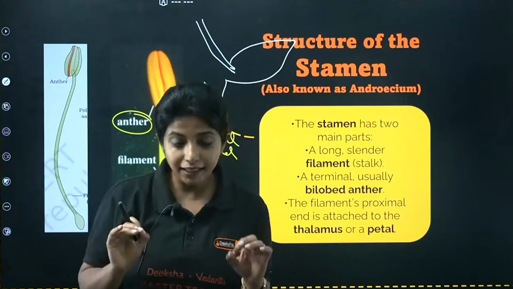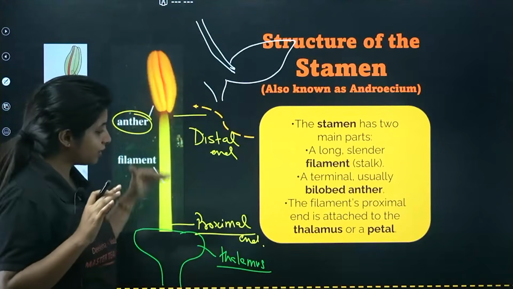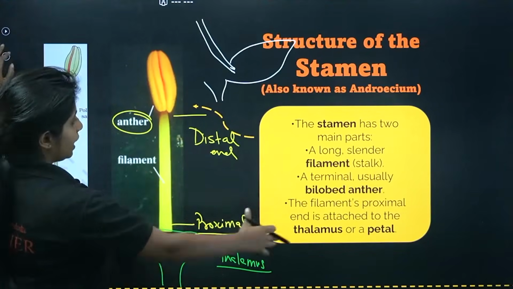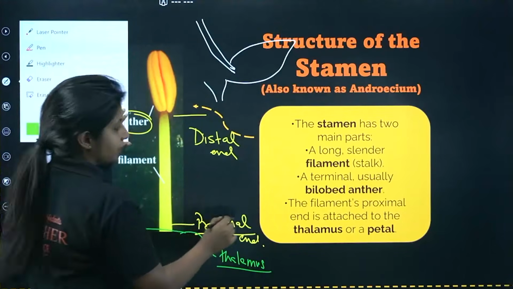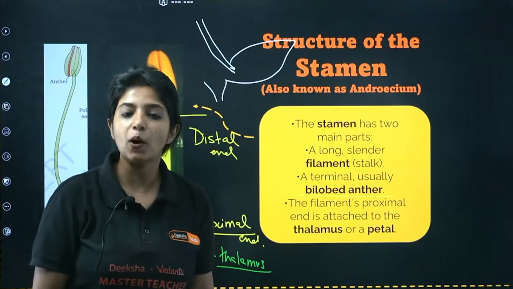That's kind of weird, but yes, that also happens. Okay? Until this particular point, is it clear? Is the thing about the filament clear to the one who is watching this? There is a mention about the bilobed anther. What do you mean by bilobed anther?